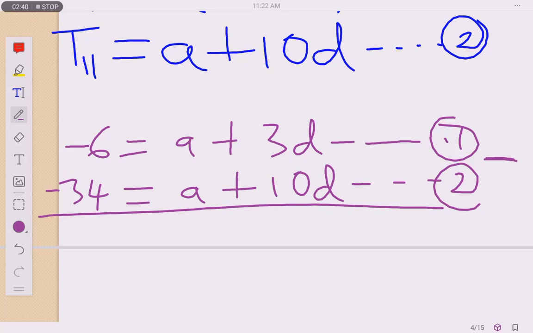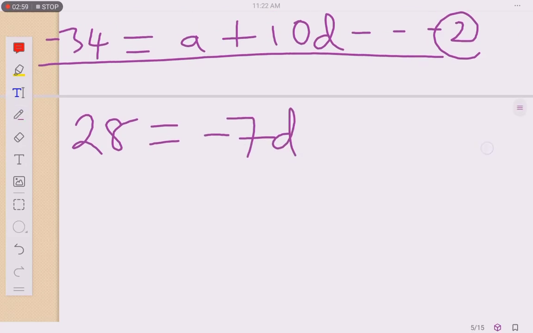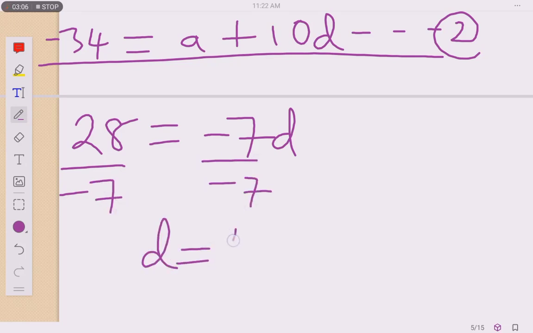If we subtract, we get minus 6 minus minus 34, which gives us 28. This is equal to A minus A, which is 0, plus 3D minus 10D, which gives minus 7D. So if we divide both sides by minus 7, we get our D as minus 4. Okay, so this is our common difference.